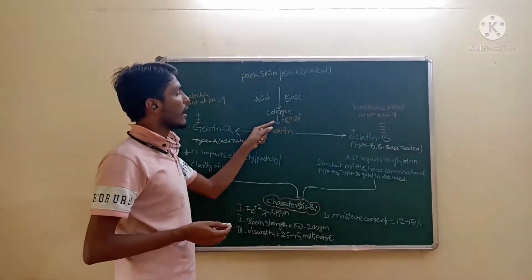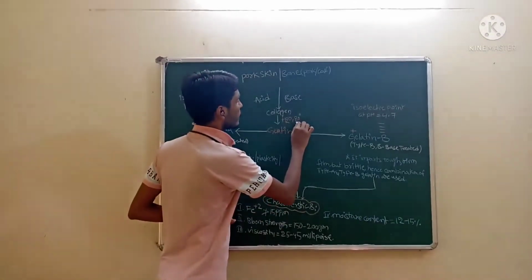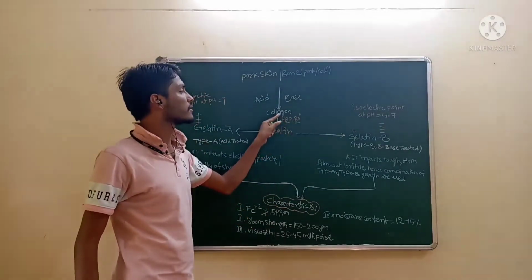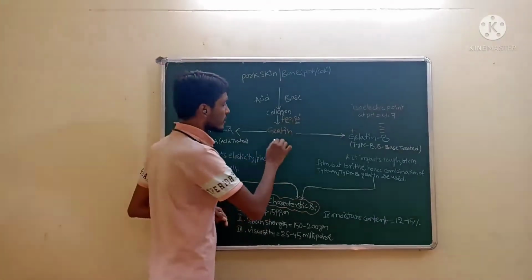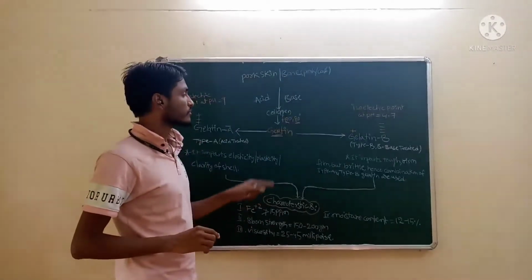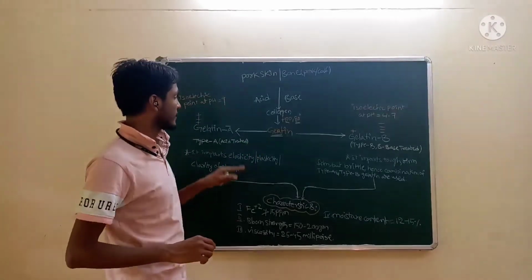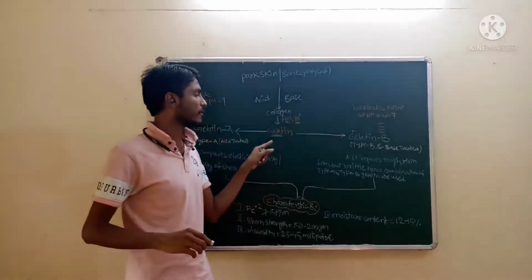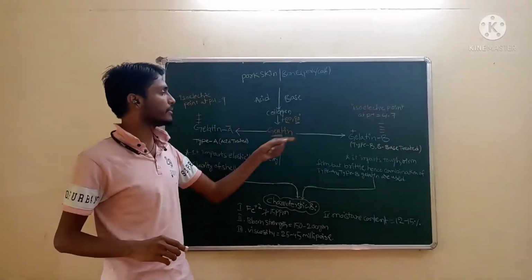Then I carry out hydrolysis of this collagen at 80 degrees centigrade, which leads to the formation of gelatin. Whatever gelatin I have obtained, it is either gelatin A or gelatin B.